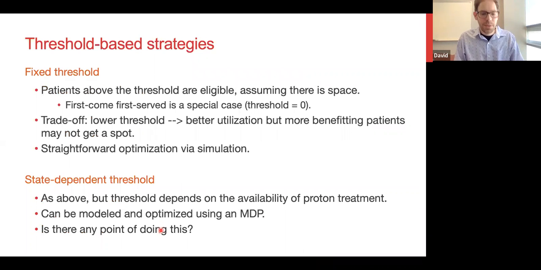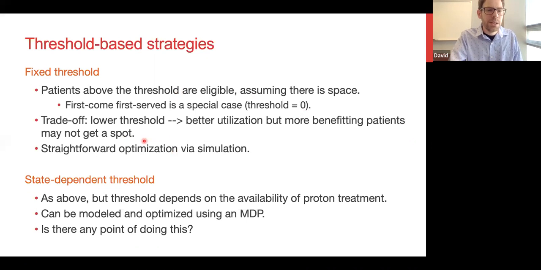So like I said, the basic approach is threshold-based strategies where patients above a certain threshold are eligible, assuming that there is space. First come, first serve would be a special case of this where the threshold is 0. And then, of course, we have a basic trade-off, and this is the danger: if we have a very low threshold, then we can get better utilization, but the more benefiting patients may not get a spot. At least it's straightforward to optimize just by simulation, because here we know all the parameters. So if you fix a threshold, it's easy to simulate this and measure the benefit.